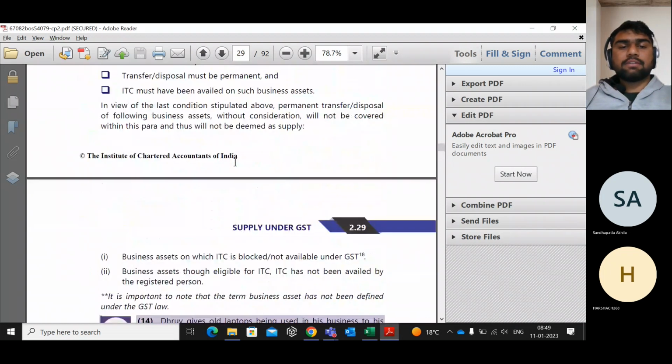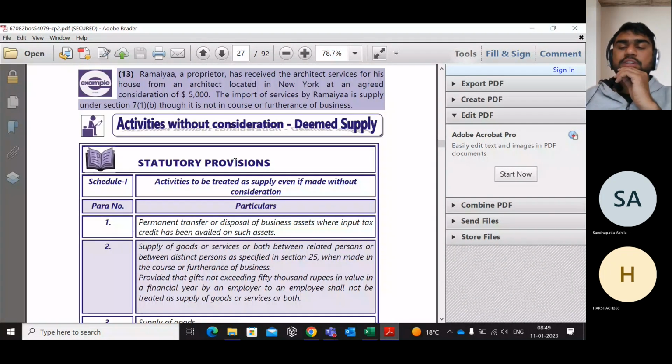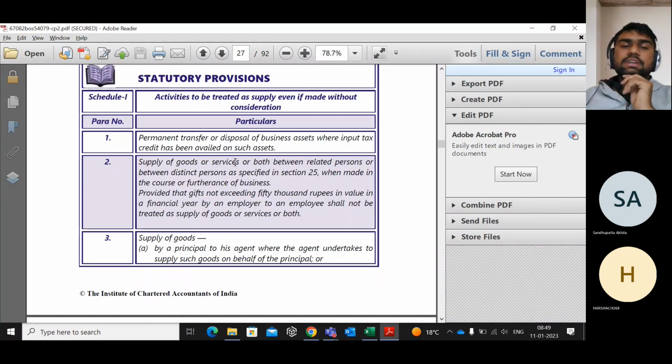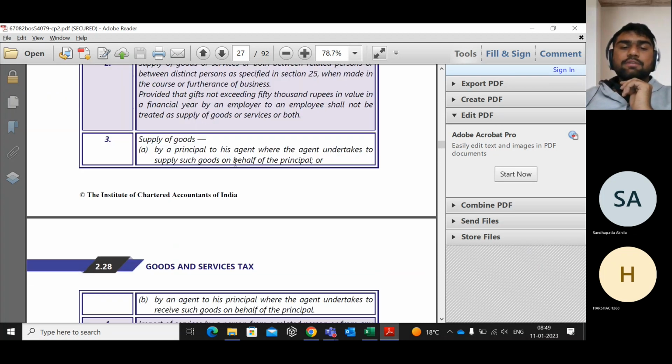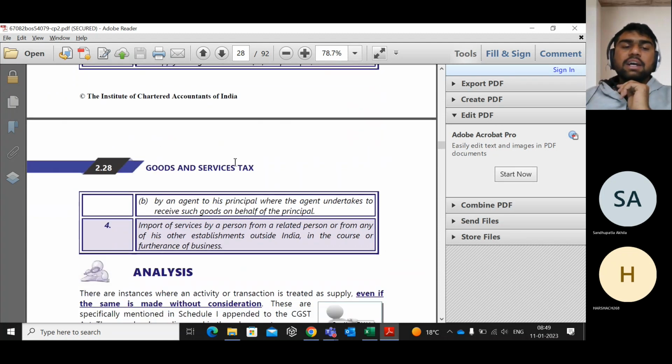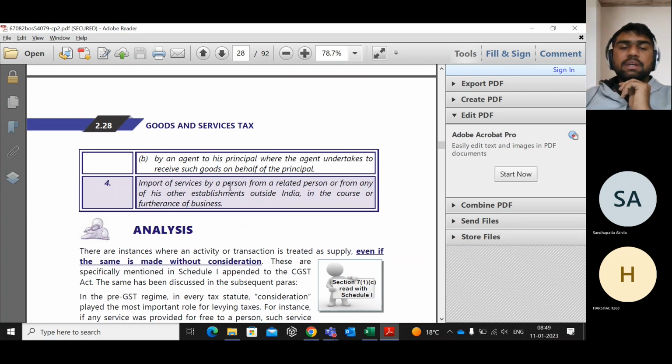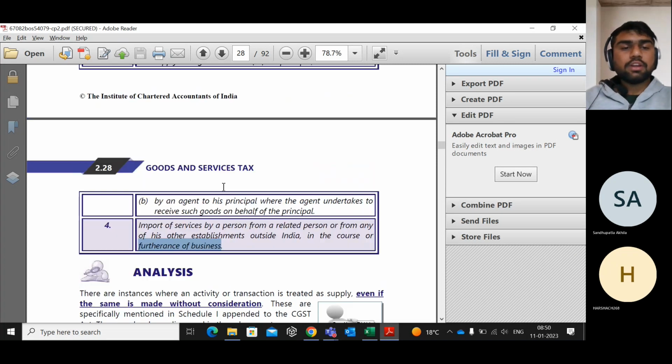What are the transactions we covered here? Permanent transfer of business assets on which input tax credit has been availed. The second thing is supply of goods or services between distinct persons, and third, supply of goods in a principal-agent relationship. And the fourth thing is import of services by a person from a related person, from any of his other establishments outside India, in the course or furtherance of business.